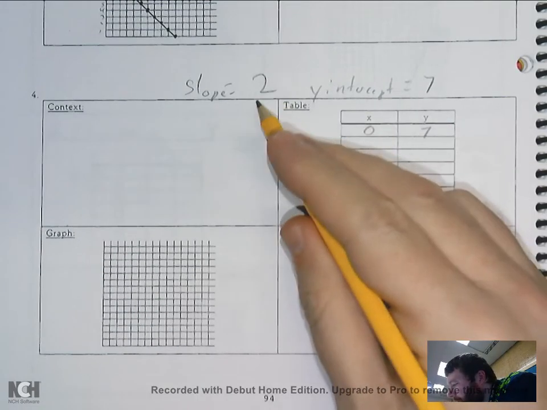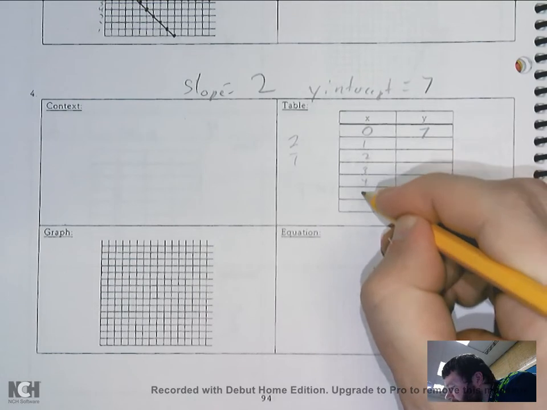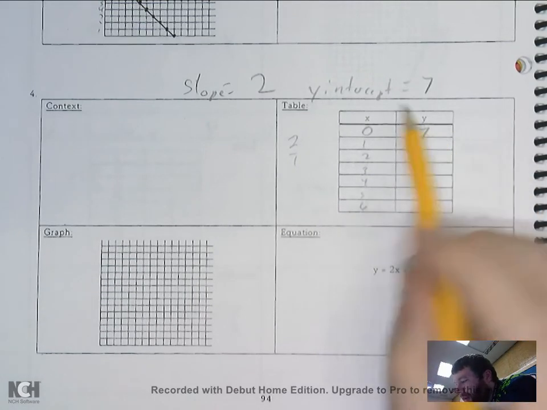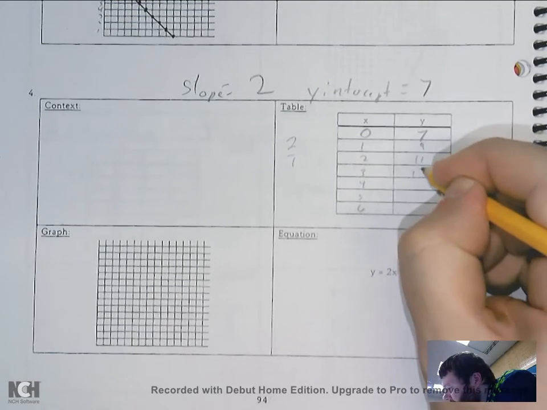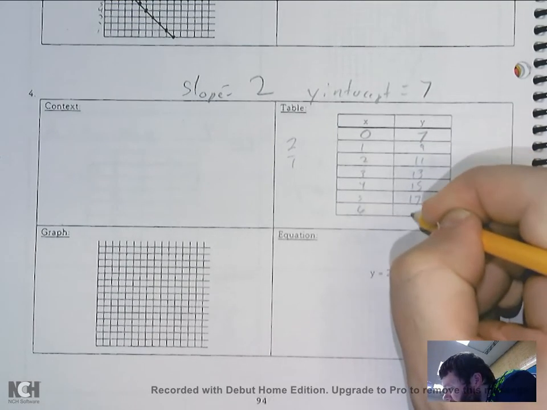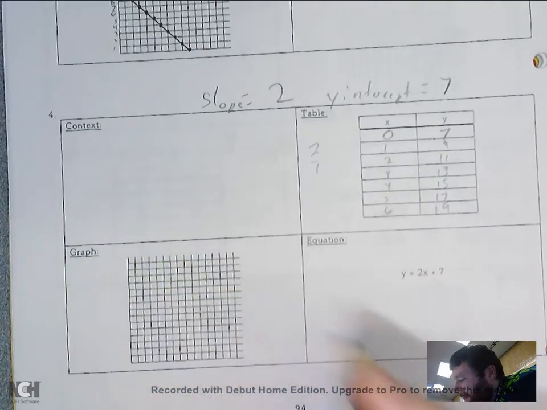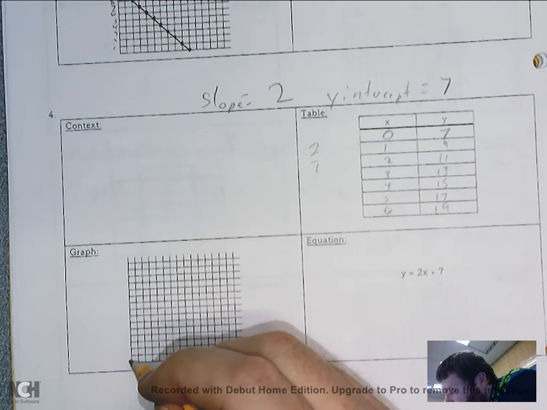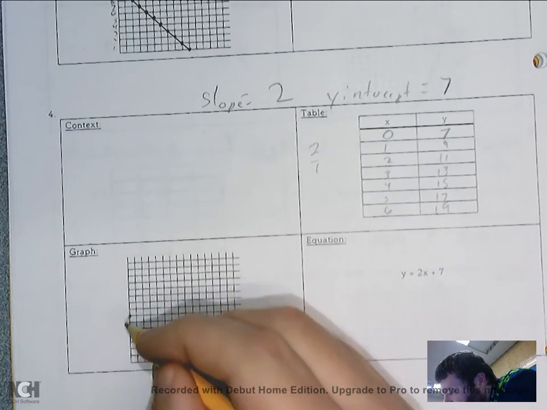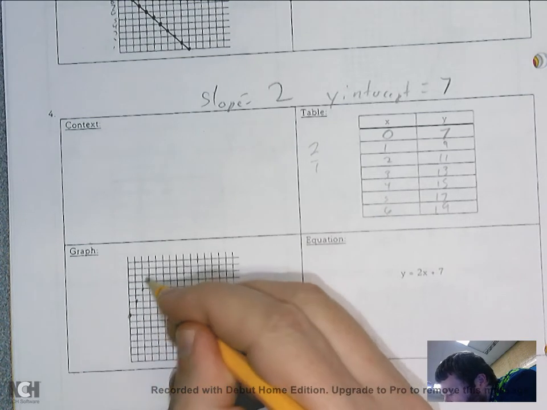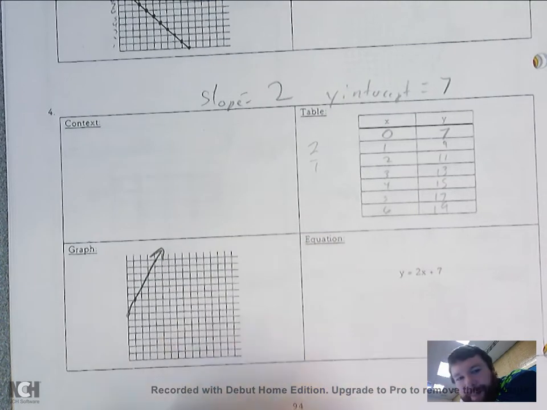And then the x's are going up by 1, right? Because it's 2 over 1. So 1, 2, 3, 4, 5, 6. And the y's are going up by 2. So 9, 11, 13, 15, 17, 19, so on. For the graph, I would start at 7. So 1, 2, 3, 4, 5, 6, 7. And I'd go up 2 over 1. And that would be my graph. So the line would look something like that.